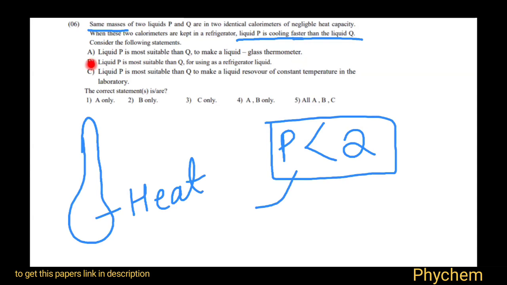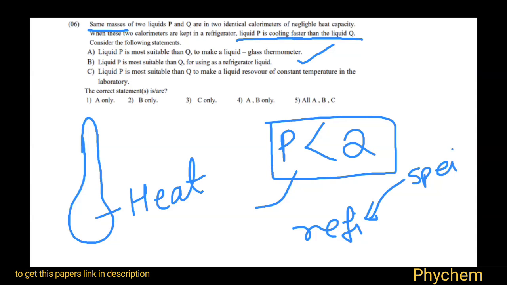And they are also mentioning that liquid P is more suitable than Q to make a liquid glass thermometer. So that's true because it has low specific heat capacity when comparing with Q. So A is right. And when you see statement B, okay, liquid P is more suitable than Q for using as a refrigerated liquid. Well, you know that when we are using a refrigerated liquid, the property of the refrigerated liquid should be absorbing a lot of heat. So when it absorbs a lot of heat, the specific heat capacity of the liquid should be high.